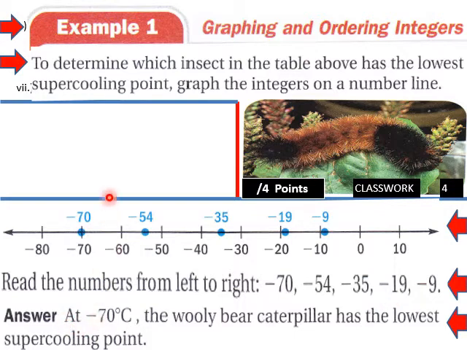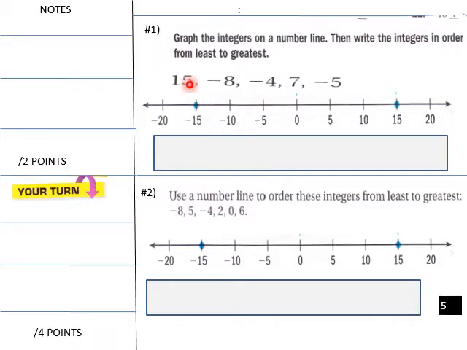So the answer, at negative 70 degrees, here's the answer. To determine which one has the lowest supercooling point, it would be negative 70 degrees Celsius. The woolly bear caterpillar, which here is your woolly bear caterpillar, has the lowest supercooling point. Okay, let's go into an example here.